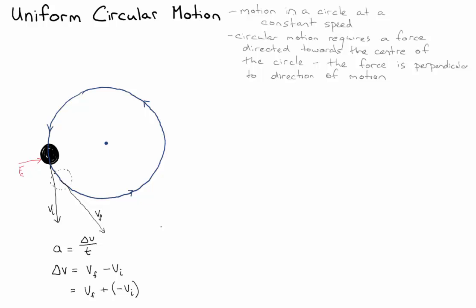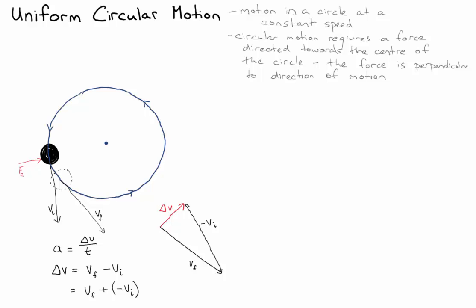I'm going to start with my final velocity, label that vf, and then I'm going to add the negative of the initial velocity, and that just means I need to turn that initial velocity vector around. So it's going to be something like this, and it will be the same length. So there's my negative vi, so I'm going to add them together. And when I add two vectors together, my final vector goes from the end of the first to the tip of the second, and so that is my change in velocity.